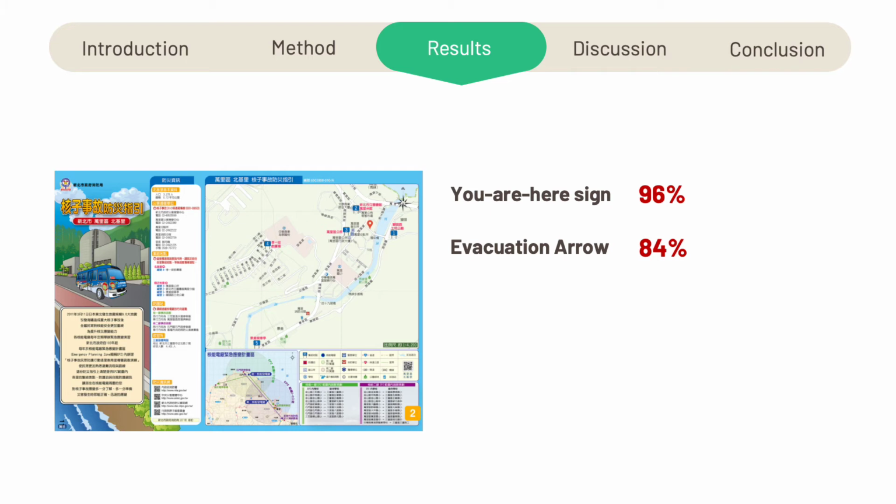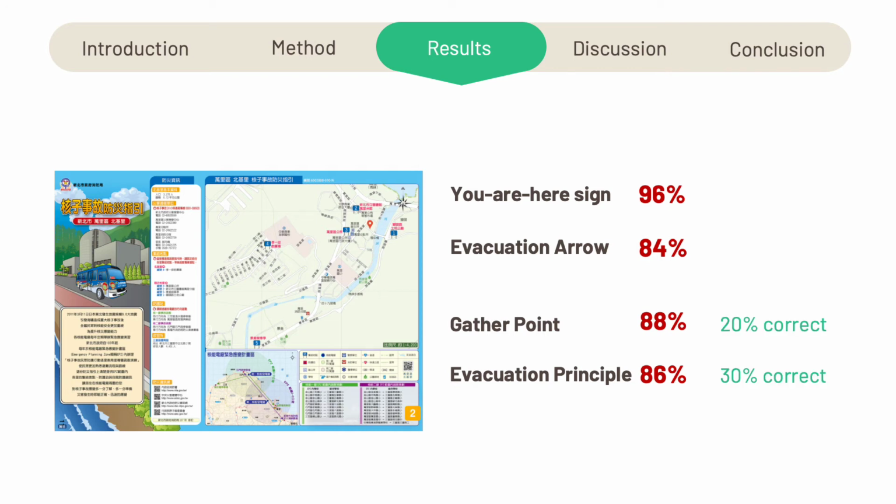Participants' satisfaction with the "You are here" and evacuation arrows was 96 and 84%. The information on gather point and evacuation principle received 88 and 86% satisfaction. However, compared to the results of the text, only 20% of the gather point and 30% of the evacuation principle were correctly read in different tasks.